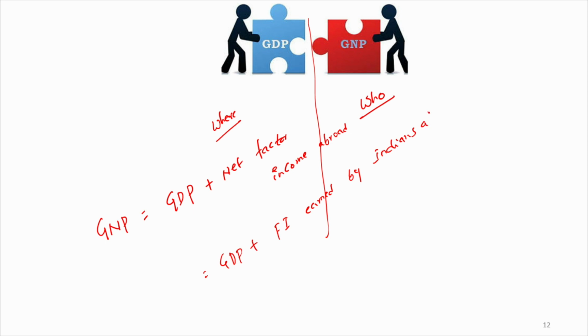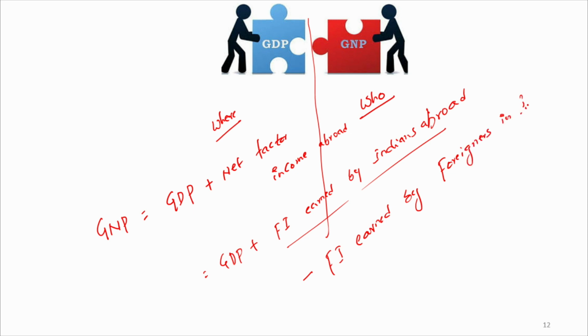Any amount of money that we Indians make outside India, that's what I am adding to my GDP, and subtracting the factor income earned by foreigners in India. Any amount of money that foreigners make in India is what I am subtracting from the GDP, and this minus this is what I am rewriting simply as net factor income from abroad. So this is how we compute a GNP.